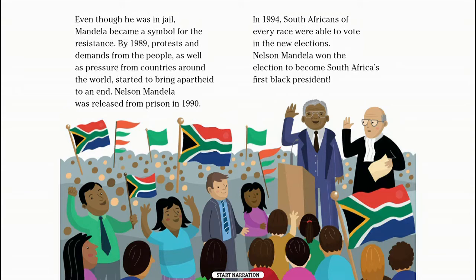So Nelson Mandela got to leave prison. He didn't have to stay in jail anymore because he was right, and other people realized that. And by 1994, South Africans of every race were able to vote in all the new elections. And you know who became president after that? Nelson Mandela, the guy who led the African National Congress and said, you guys aren't being fair to everyone. He became the next president. In the next election, people voted for him. So he was the first black president of South Africa, and there he is, taking his oath.